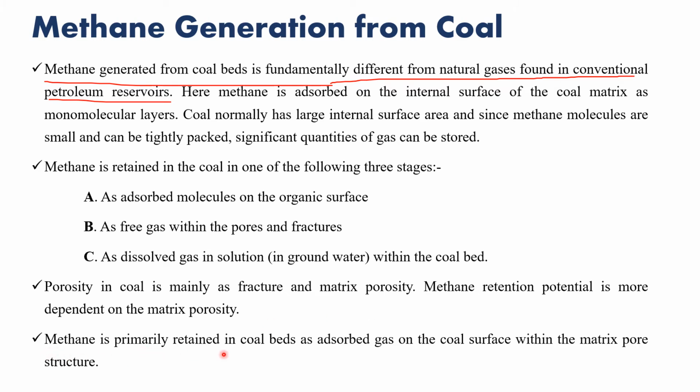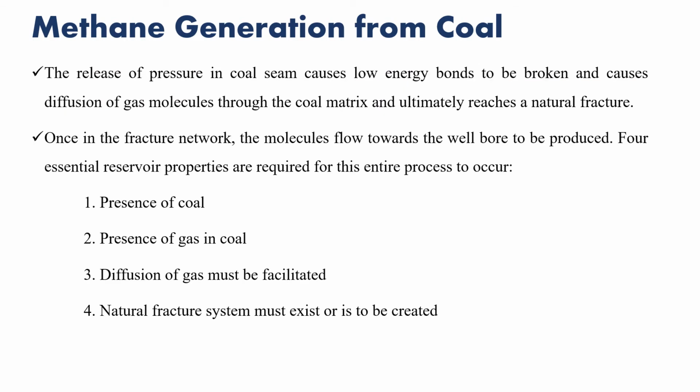Methane is primarily retained in coal beds as adsorbed gas on the coal surface within the matrix pore structure. Release of methane in coal seams causes low energy bonds to be broken and causes diffusion of gas molecules through the coal matrix, and ultimately reaches the natural fracture. So when natural fractures are not supportive, we can go for artificial fracturing. Diffusion, the frequently heard terms are diffusion, desorption, adsorption.